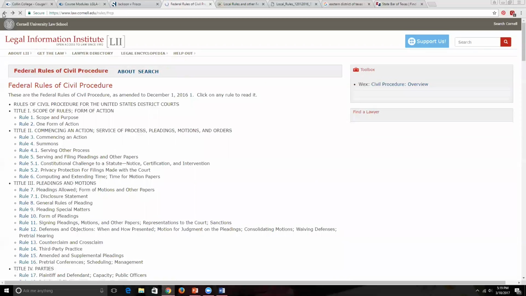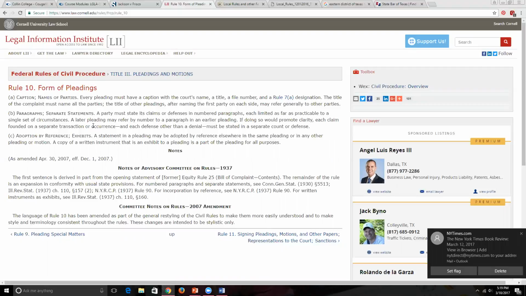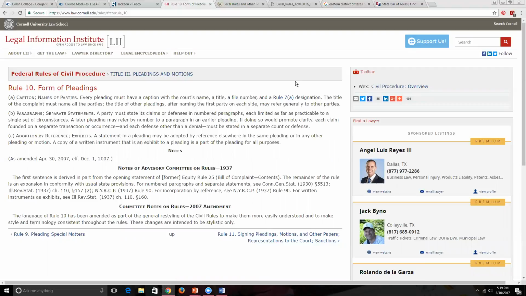Let me go back to Rule 10 now. The title of the complaint must name all of the parties. The title of other pleadings, after naming the first party on each side, may generally refer to other parties. Again, that's that first caption. So the first complaint, you have to list all 20 people that are suing, but going forward, you have to list only the first one. So those are the rules about the caption.